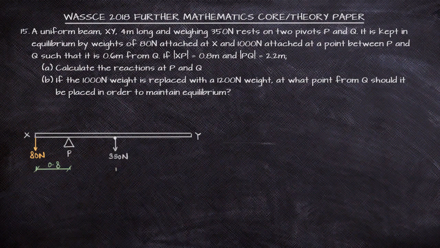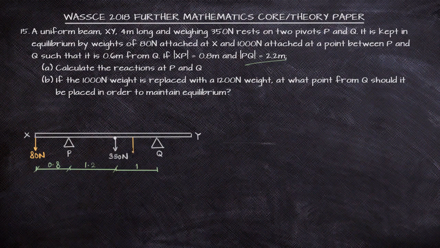Then we know that if that is 0.8 and half of the beam will be 2 meters, that means between P and the center of the beam we have 1.2 meters. But we are told that the two pivots P and Q are spaced 2.2 meters apart. Now we have taken 1.2 meters between P and the center of the beam. Then this other distance between the center of the beam and the point Q will be 1 meter, so that 1 and 1.2 will amount to 2.2 meters as we are given. Doing all this will actually help us seriously. And furthermore, we are told that the 1000 Newton is placed 0.6 meters from Q. So from Q, what we need to measure is some 0.6 meters, and then we can put in our 1000 Newton weight.